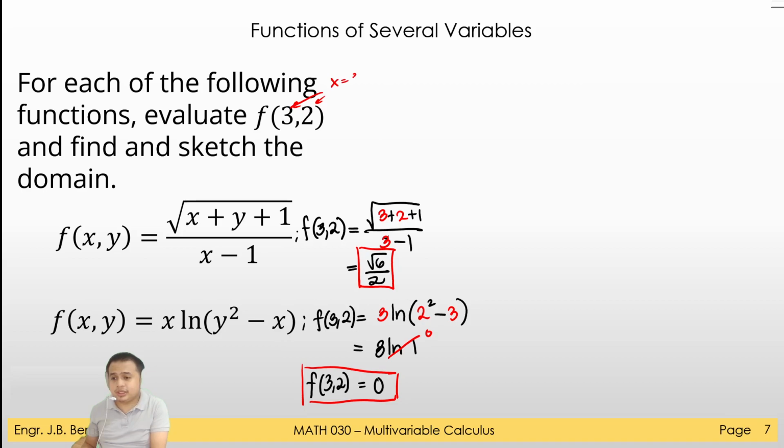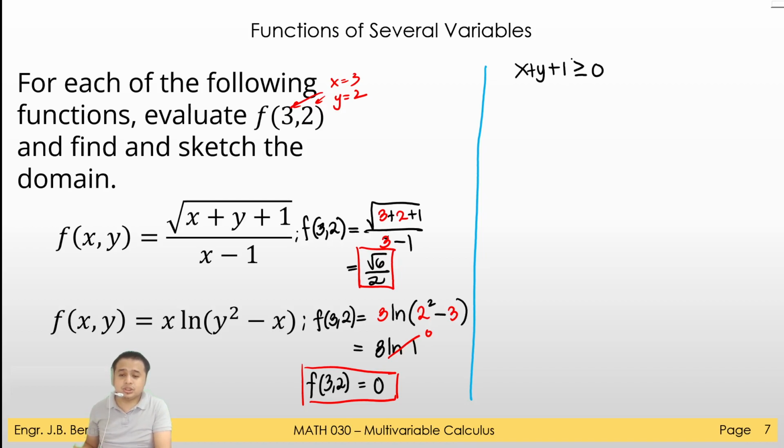So we have x equal to 3, y equal to 2. That's it. And then if you want to find the domain of the function, what are the possibilities here that it won't be continuous? For square roots, the problem is that the expression cannot be negative, right? And for the denominator in the first function, this cannot be 0. So we have two conditions for this domain. So x plus y plus 1 should be greater than or equal to 0, meaning it should be non-negative.